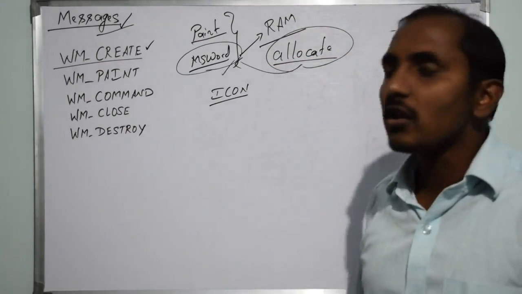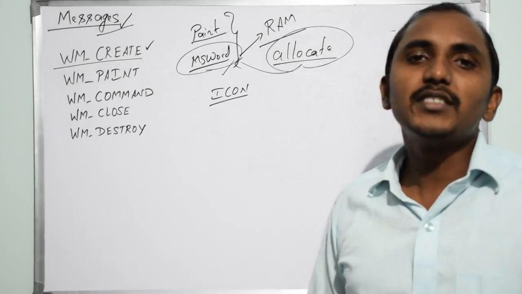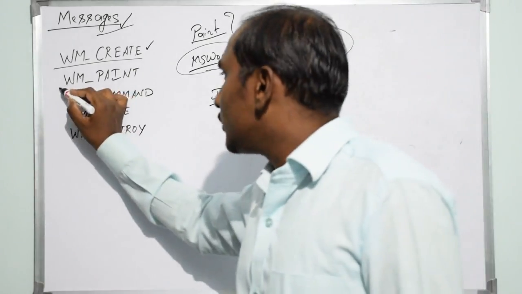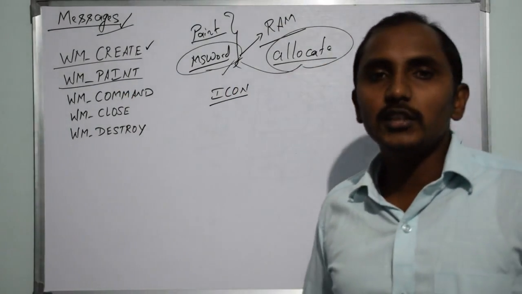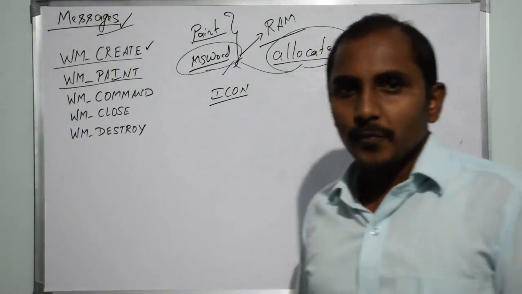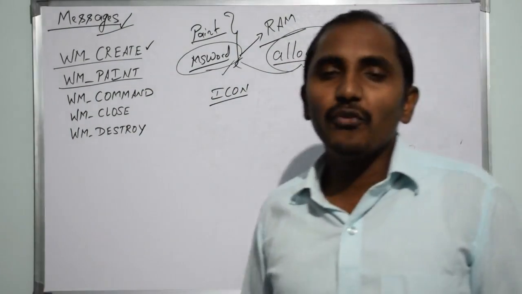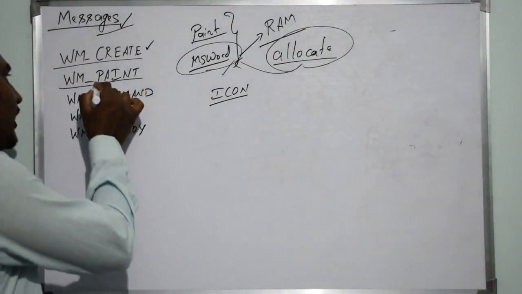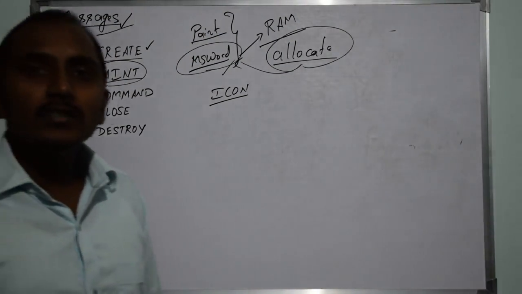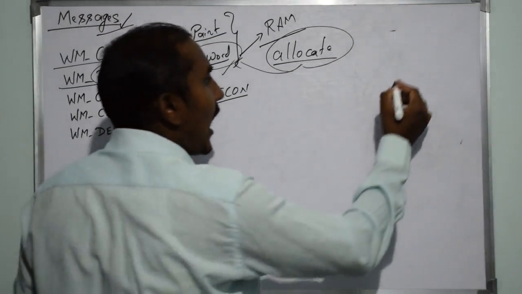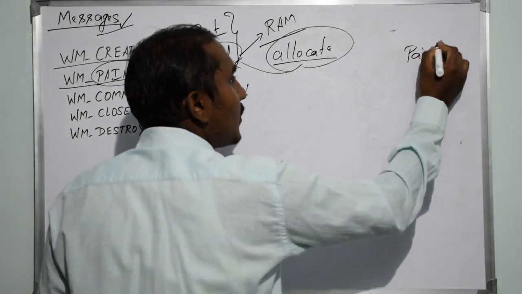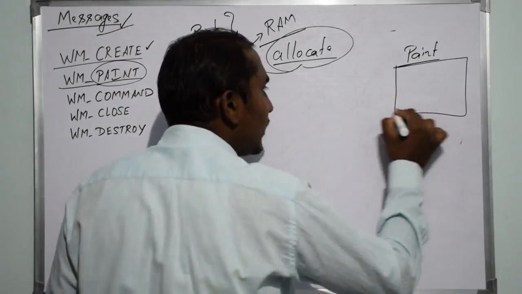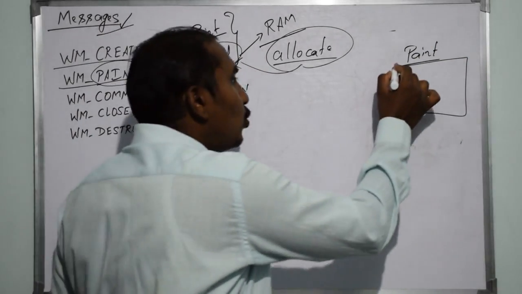The next message is WM paint. WM paint is one more type of message. What is the use of that message? As the name says, paint. Just to take an example, I have the Paint application. Whenever I open the Paint application, it will be a blank white screen, and we have the tools towards the left side. By using those tools, suppose I select a pen, I can draw a line, or I can write something on the paint.